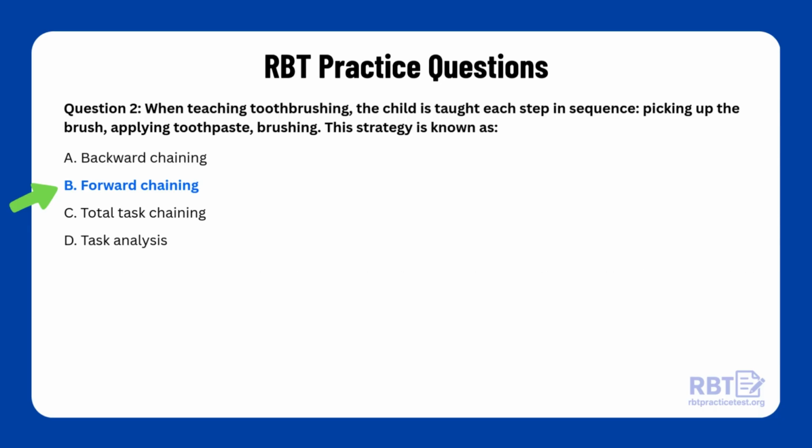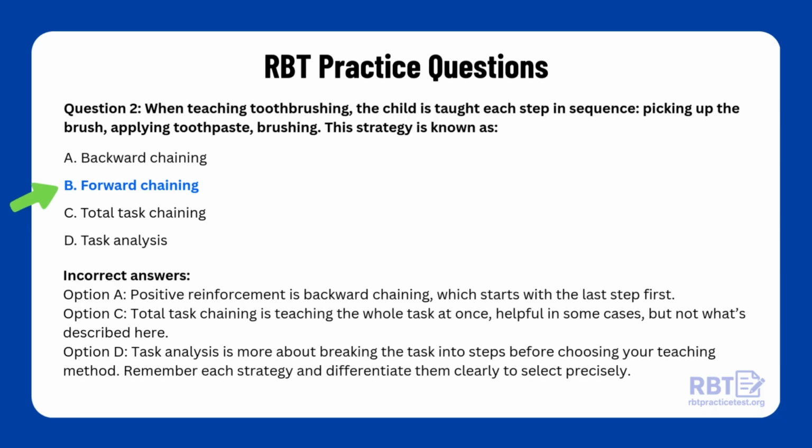Now for the wrong answers. A is backward chaining, which starts with the last step first. C is teaching the whole task at once. Helpful in some cases, but not what's described here. And D, task analysis, is more about breaking the task into steps before choosing your teaching method. Remember each strategy and differentiate them clearly to select precisely.